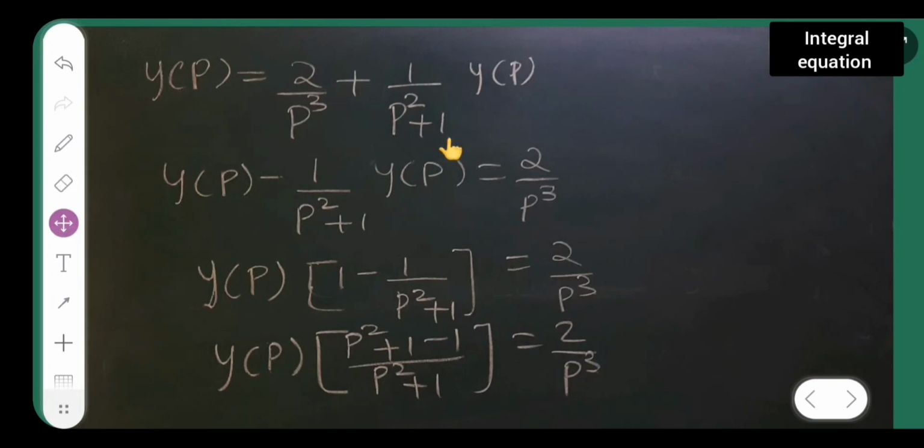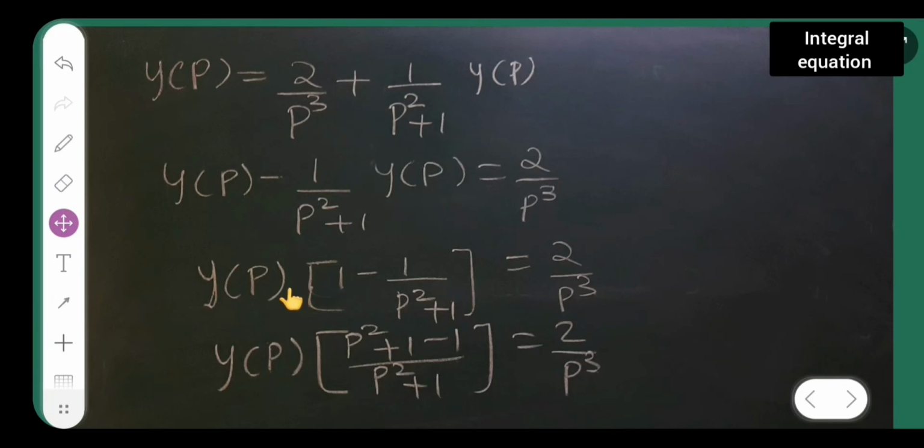Now y of p, write it as it is, but this is also y of p, the same. So I'll take this part to the other side. Right now it is positive; if you take it to the other side, it will become negative. So y of p minus 1 upon p square plus 1 into y of p is equal to this, write it as it is, 2 upon p raised to power of 3.